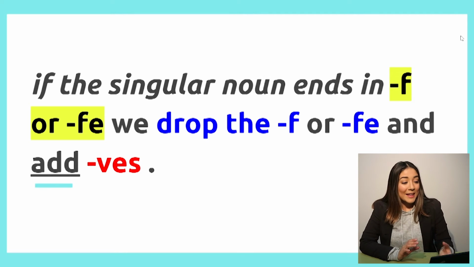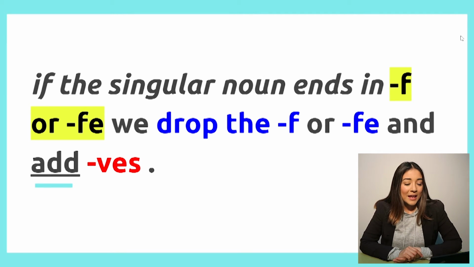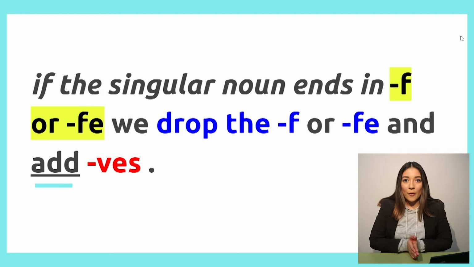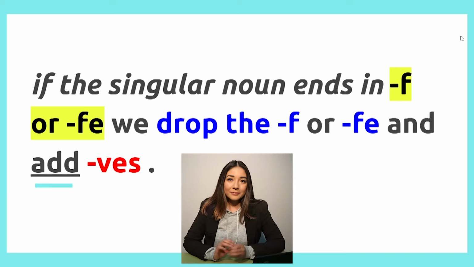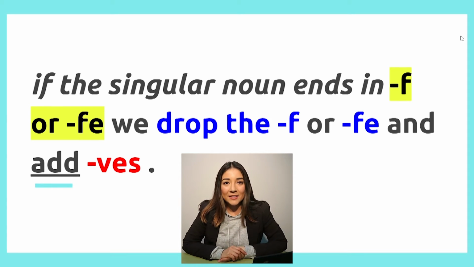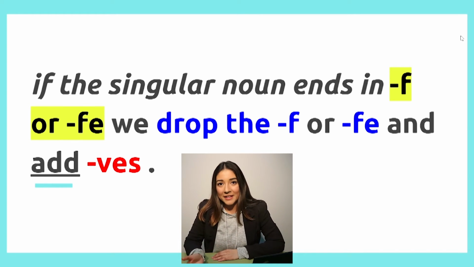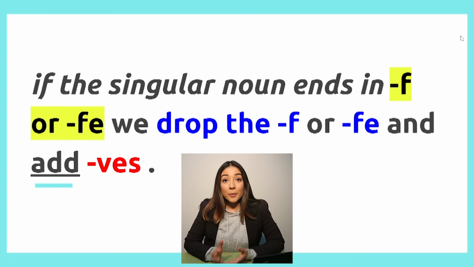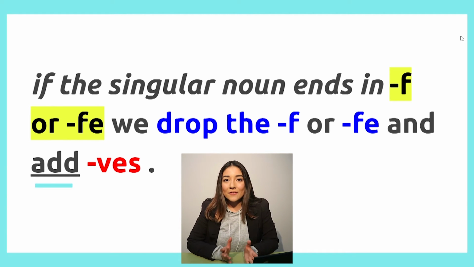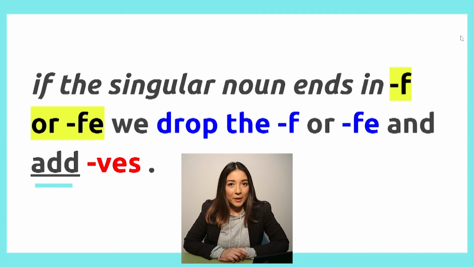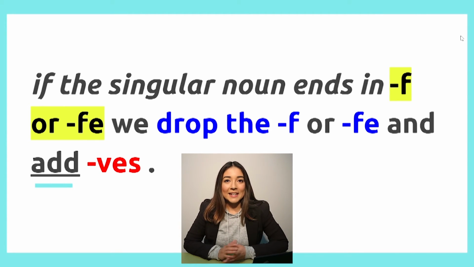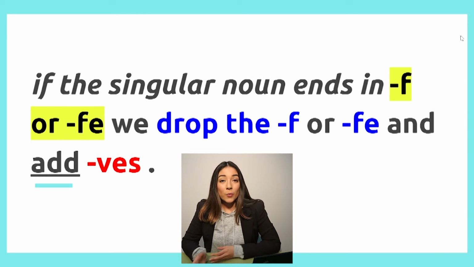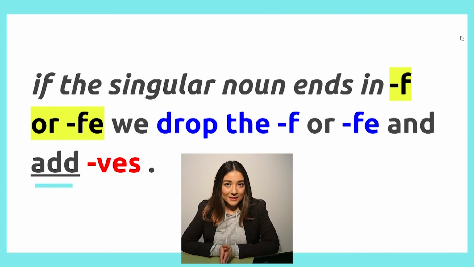Okay, so let's look at nouns that end in an F or FE. It is important for us to remember this rule because it doesn't follow any other type of grammatical rule we've learned before. When a word ends in an F or an FE, we drop the F or the FE and add VES.